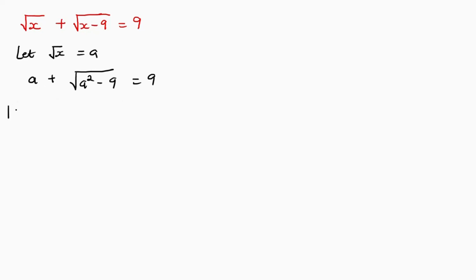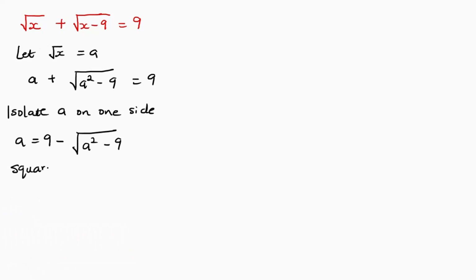So the next thing we want to do is to simply isolate a on one side. Isolating a on one side, we have that a is equal to 9 minus the square root of a squared minus 9. Alright, so from this part, the next thing we want to do is to simply square both sides. Squaring both sides, we have that a squared is equal to 9 minus the root of a squared minus 9, all squared.